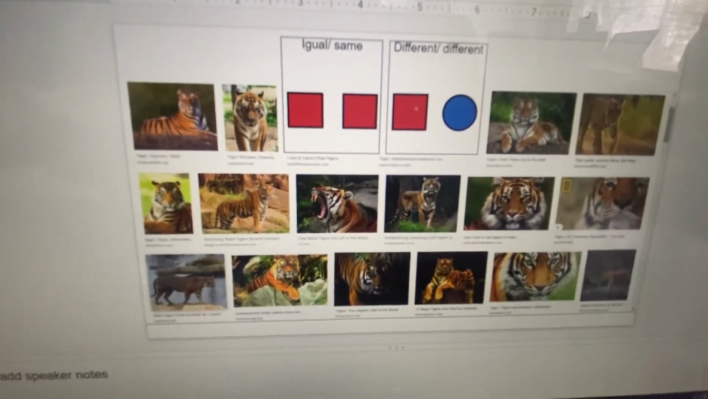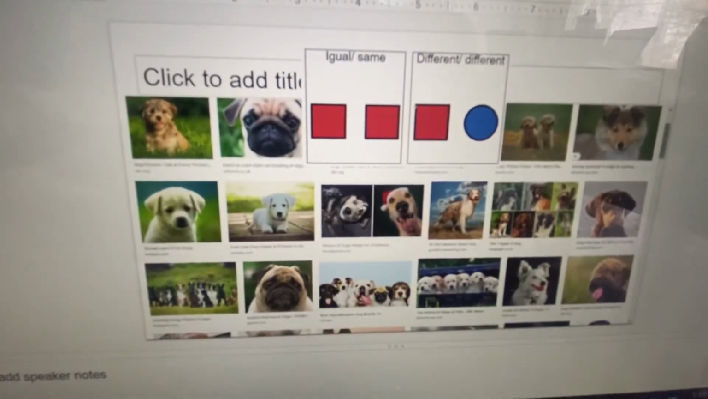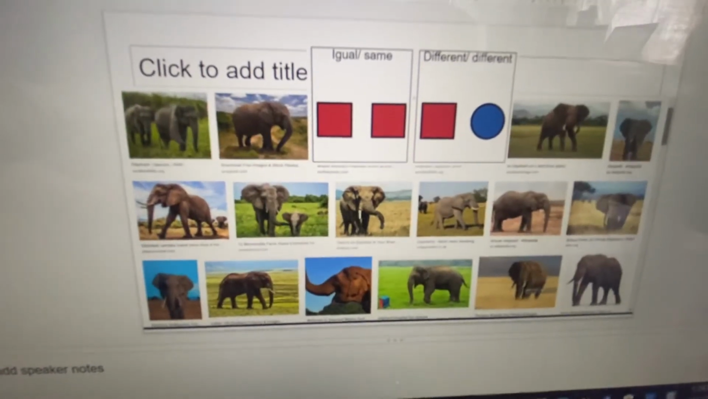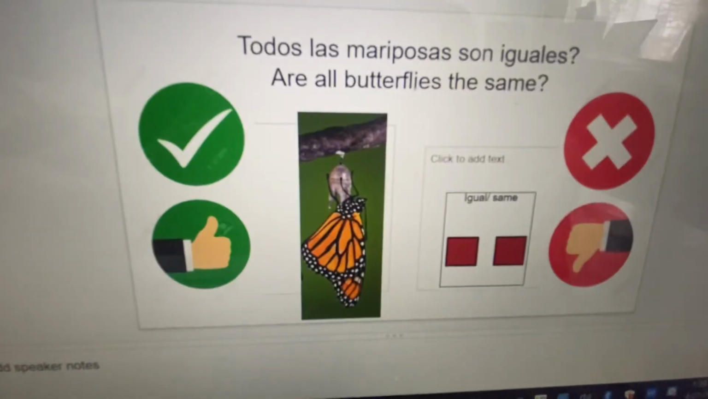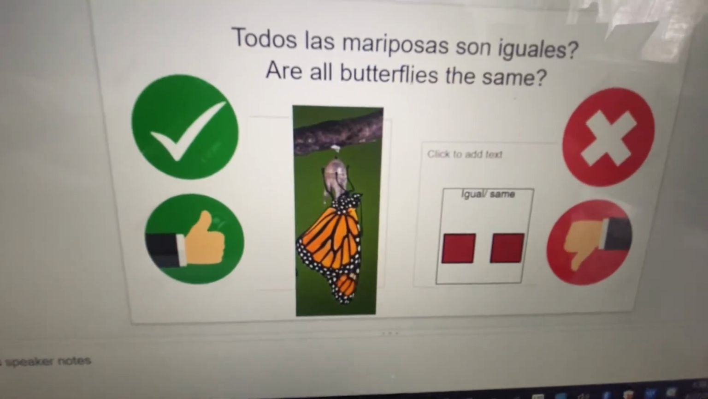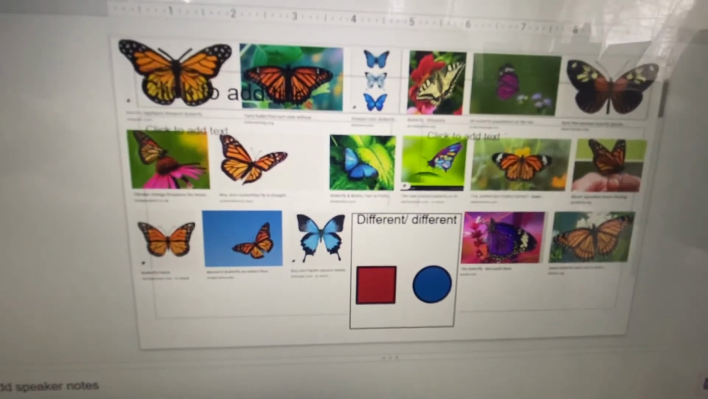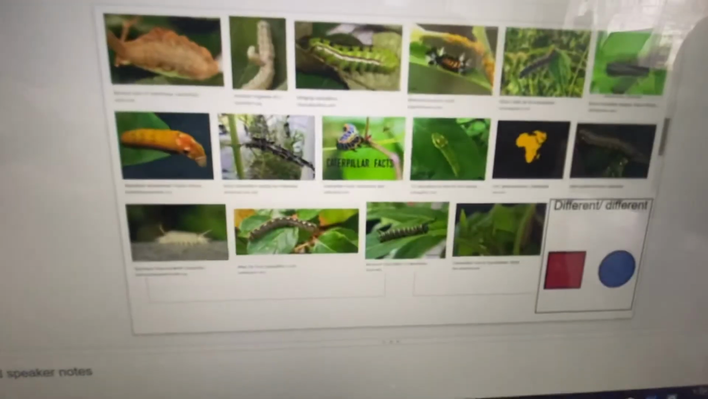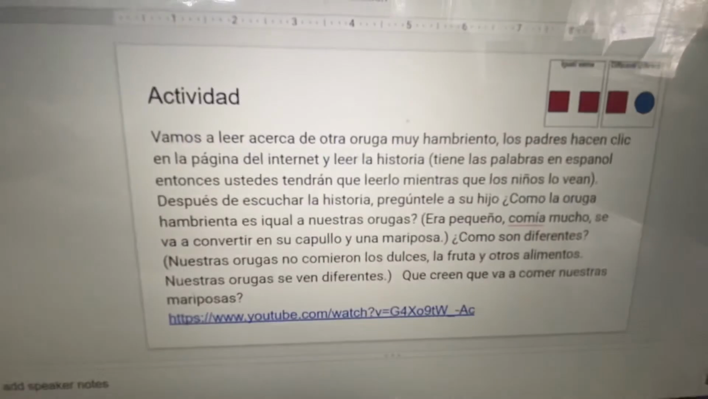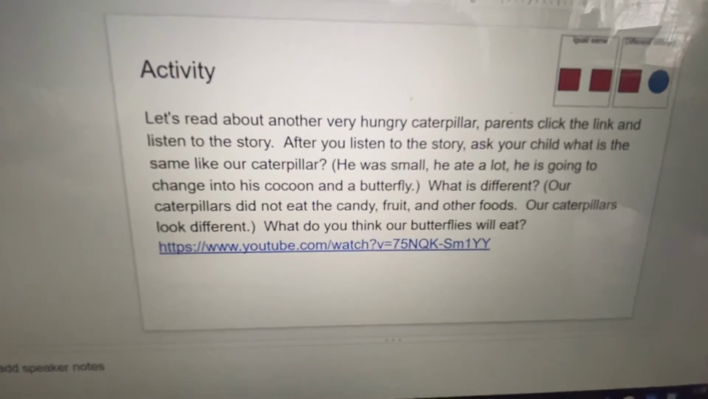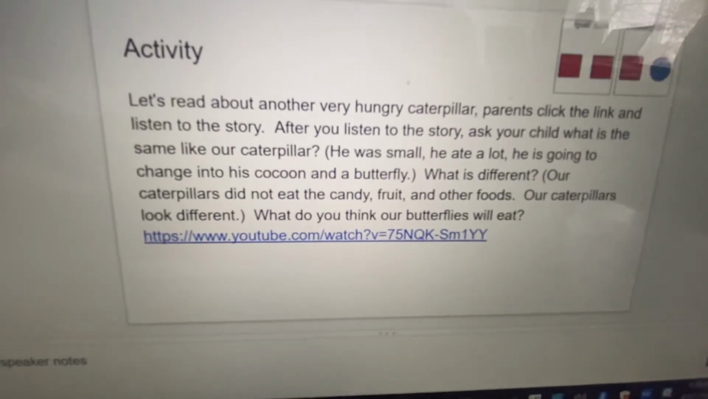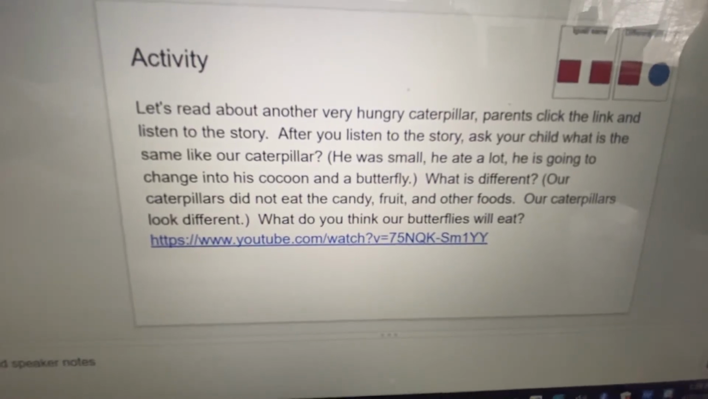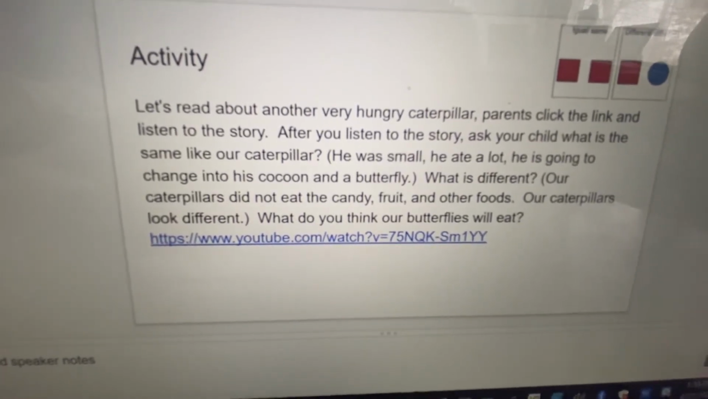So we talked about, are these animals the same or are they different? How about these guys? These guys are different, right? These guys are the same, and these guys are different. So are all the butterflies the same? No, the butterflies are very different, right? How about caterpillars? Are caterpillars all the same? Nope, they're very different, right? So your activity, let's go to the English one, was to read about the very hungry caterpillar and then talk about how our caterpillars were the same as the caterpillar from the story and how they were different.